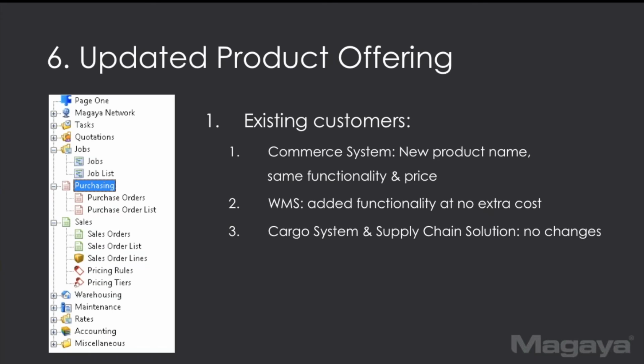And what you do receive here, on this screen, is the jobs function, where you can keep track of everything that's going on under the operations and jobs, and you do have purchasing and sales. So you have that option now within the WMS. Again, if you have cargo system or supply chain, there are no changes for you, but if you do have the WMS, you've basically been upgraded for free at no extra cost to the actual WMS and distribution system.